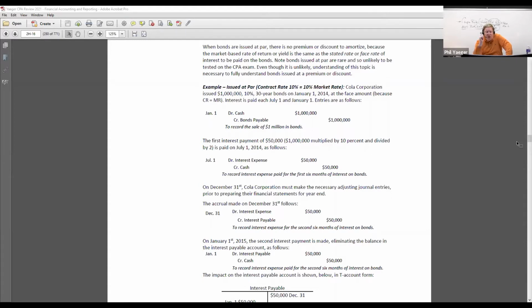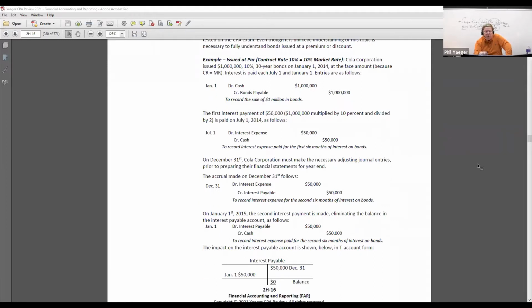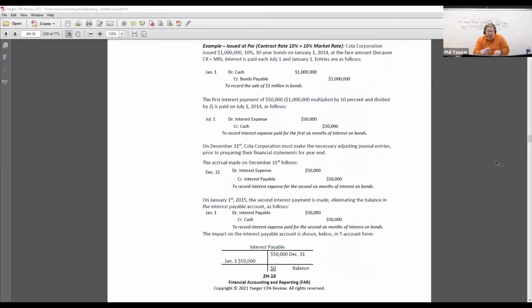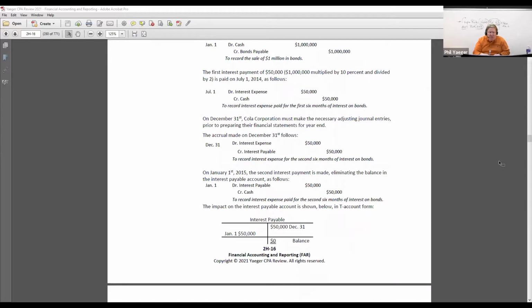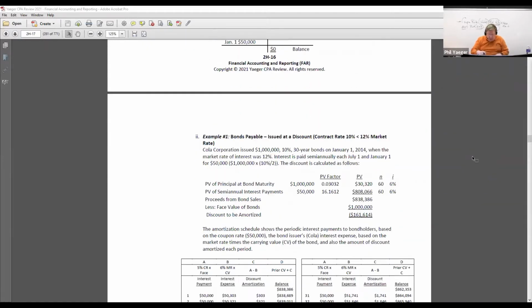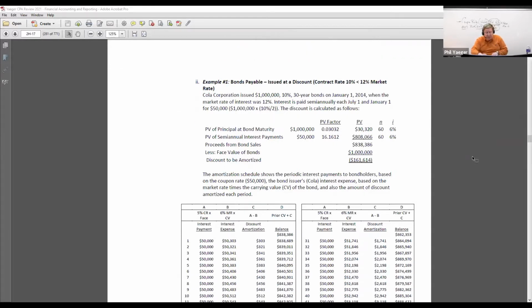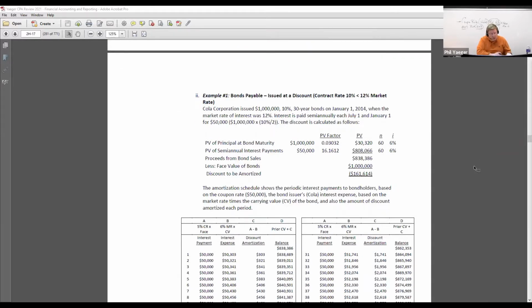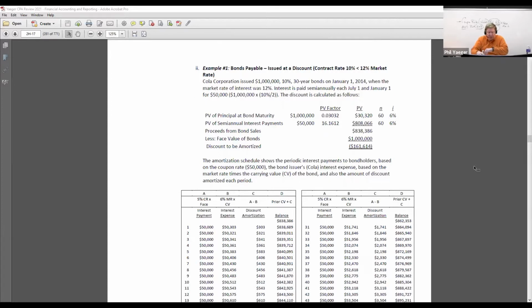Now, on the next day, January 1st, because that's the day they pay the interest, what's your entry? Debit interest payable, credit cash. You see that? It's not hard. And then they show you the T account for the interest payable. Okay. Now, let's go to the next page. Let me see what page I'm on. I want to go to page 2H17. I'm sorry, 17. Okay.